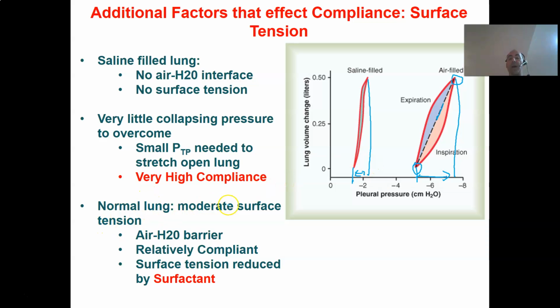In the normal lung, moderate surface tension, the air to water barrier, right? You have surface tension, it's relatively compliant. You have a good compliance, and the surface tension is reduced by surfactant. So how do we make a normal lung? This is the ideal, right? You're not going to get this in a normal lung because of the air to water interface. But how can we make a normal lung more compliant? How can we reduce the collapsing pressure?